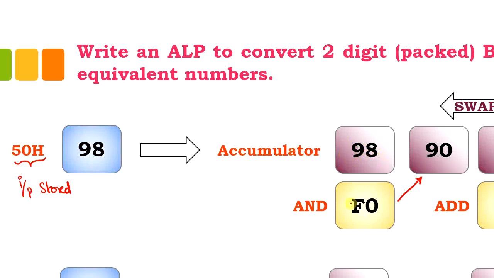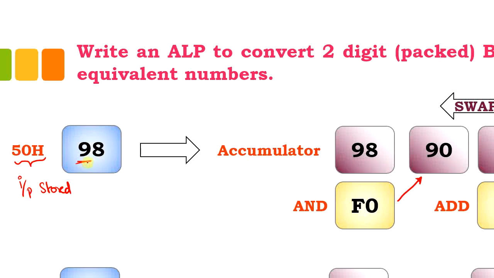You are performing the masking with F0 because you want only the upper nibble, that is 9. When you do that, you obtain the result as 90. Because this has to be in the form of a lower nibble, you are going to perform the swap operation. You obtain 09. Add 30 to it and that will give you 39, and that will be stored in the location 51H. So basically this 51H is having the result of the upper nibble.